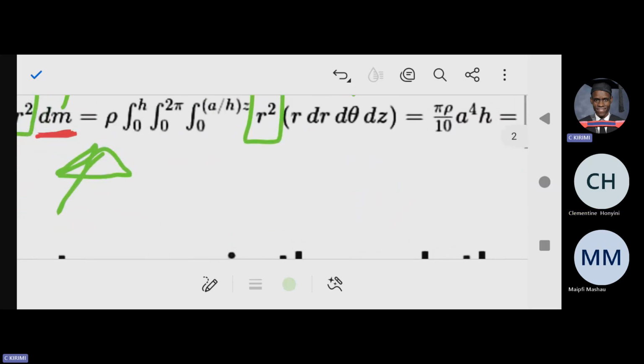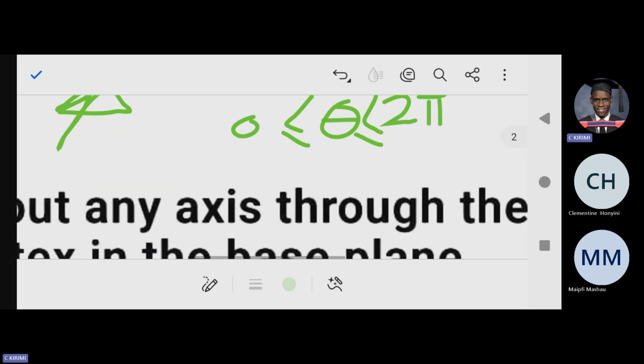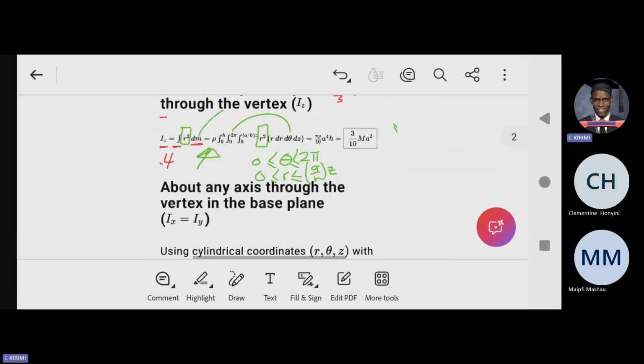If it's maths, it will be saying your theta is ranging from 0 to 2 pi. When you are looking for this region, you are given that. And also your R is ranging from 0 up to A over H multiplied by Z. That is the range. Not the range, but the domain of R.